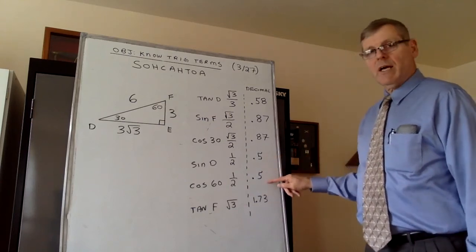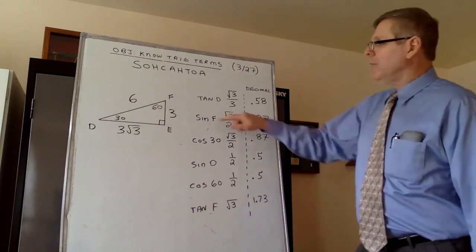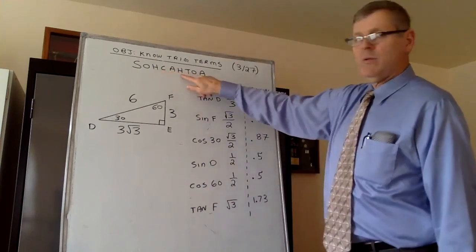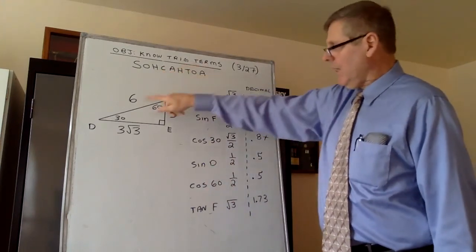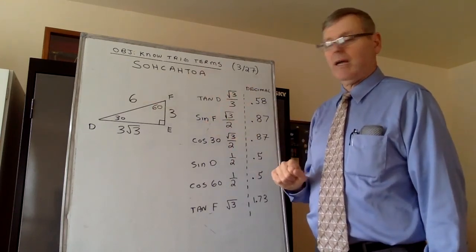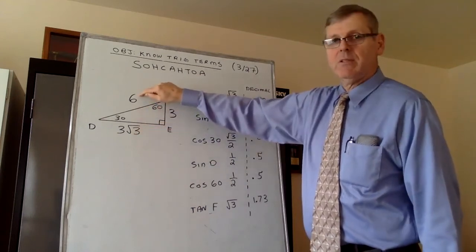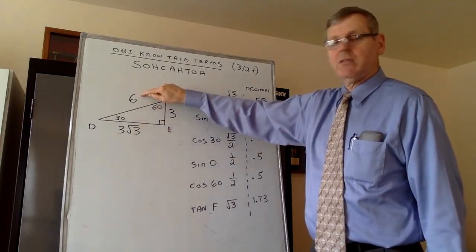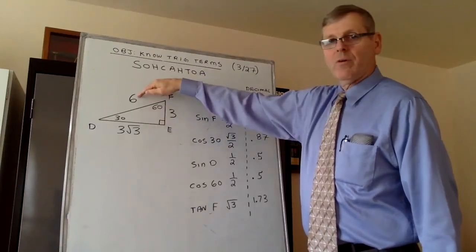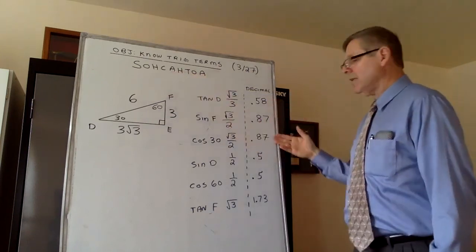Sine and cosine, if you think about it, can never be greater than 1, because for sine and cosine, hypotenuse is always in the denominator. The hypotenuse is always the largest side in any triangle. There's no way that this side or this side can be bigger than 6. 6 has to be the longest side. So if I make a ratio of either one of these over the longest, biggest number, 6, I'm always going to get a number less than 1.